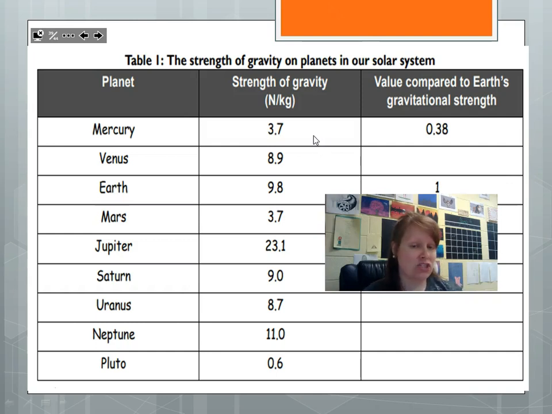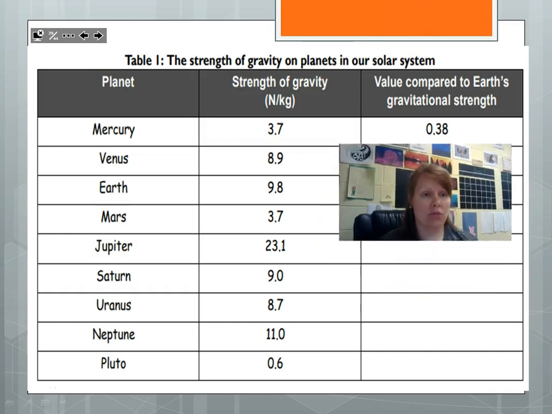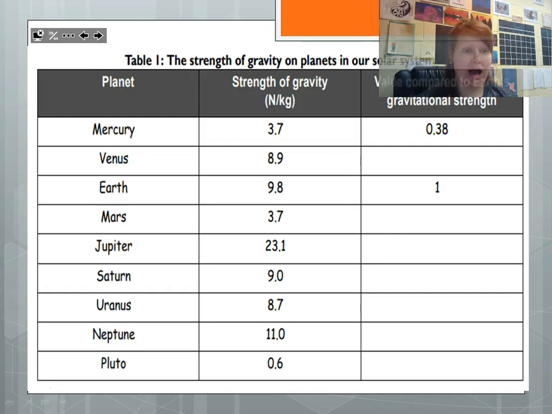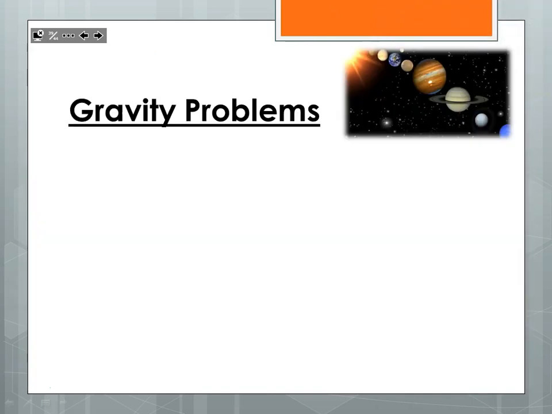They've already gone ahead and given us the strength of gravity for each of these, and we're going to compare them to what Earth is. So the first one says Mercury is the first planet, because it's the first planet from the sun, and it says its strength of gravity is 3.7. What is that compared to Earth's gravity? It tells us that it's 0.38, but I want to go through and show you why it is 0.38.